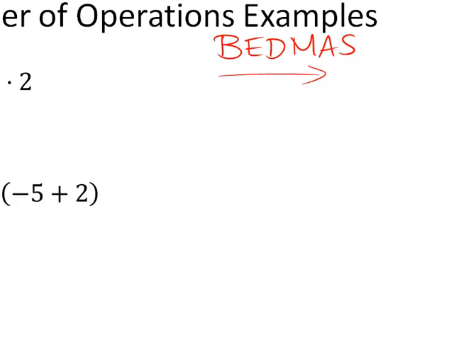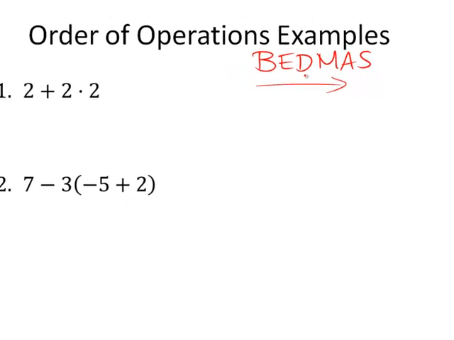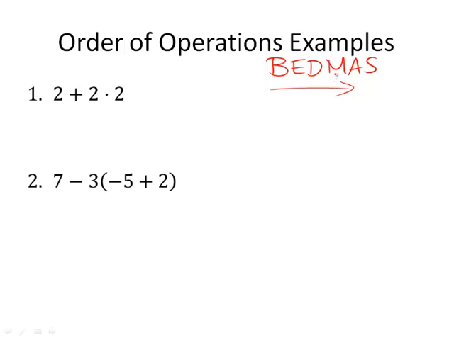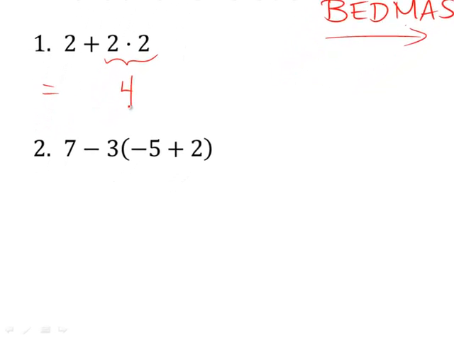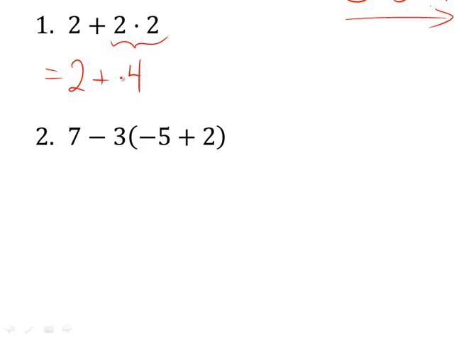So in number 1, we don't have any brackets, we don't have any exponents. We don't have any division, we have some multiplication. So we start with the multiplication bit, and that gives us 2 times 2, which is 4. We can rewrite everything else that was being done.